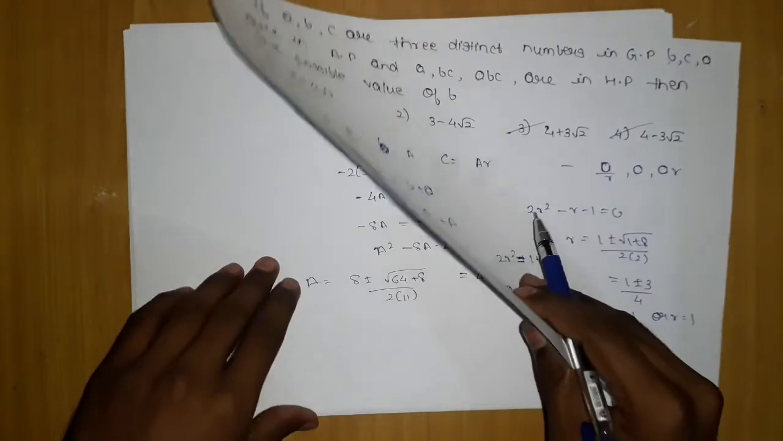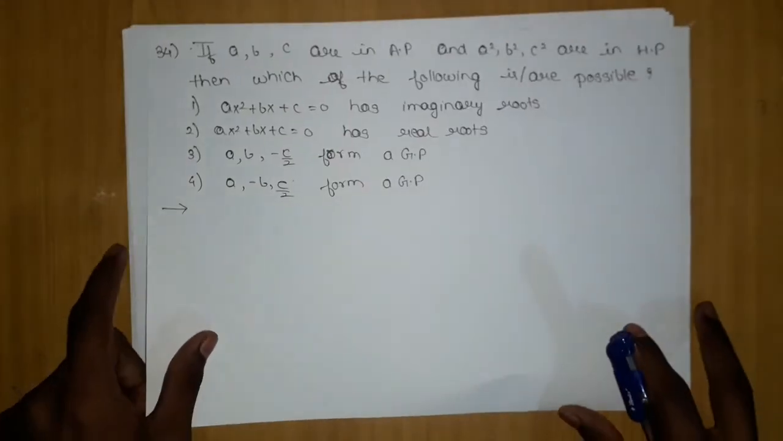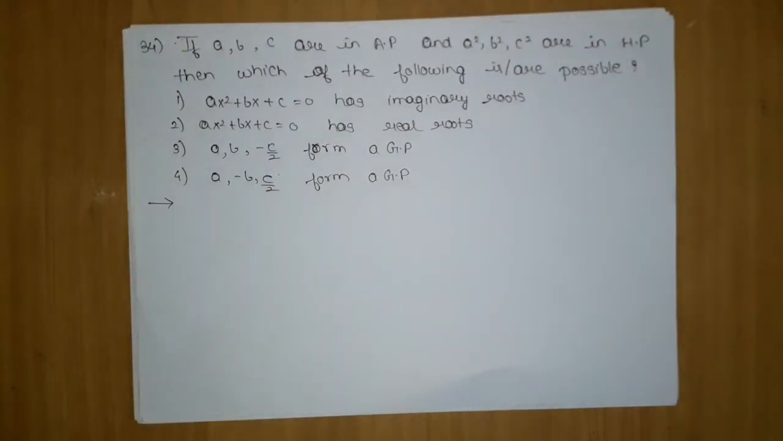Okay, now let's move on to the next question, which is the 34th question. Okay, which is also an important question. Okay, it will teach you many things. Okay, and the question is like this: if A comma B comma C are in AP and A square comma B square comma C square are in HP, then which of the following are possible?